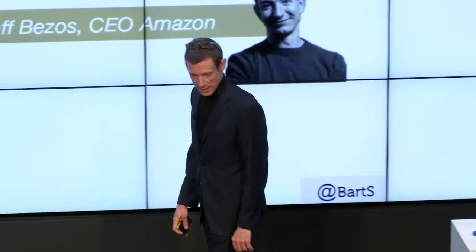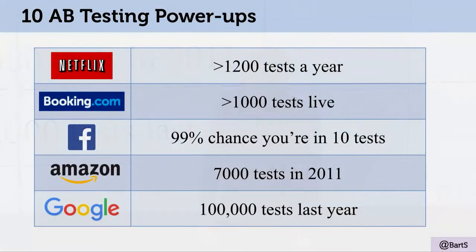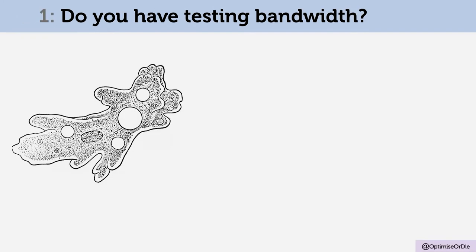Amazon are doing lots of testing, but let's show you the kind of figures we're talking about here. Over 1,200 tests a year, over 1,000 live on Booking.com. Facebook, there's a 99% chance right now that you're in 10 tests. You don't even know about it. Stuff you're seeing is not the same as what the other people in here are seeing.